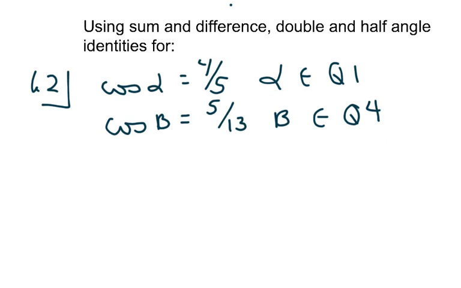Okay, we're going to use sum and difference, double and half angle identities for cosine of alpha equals 4 over 5, where alpha lives in quadrant 1, and cosine of beta equals 5 over 13, and the angle beta lives in quadrant 4.